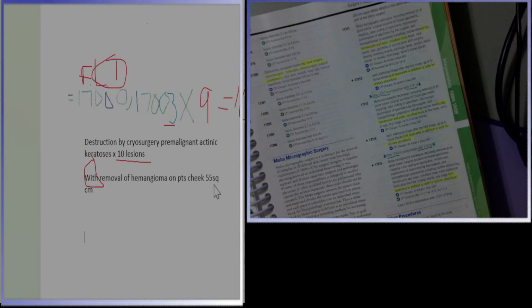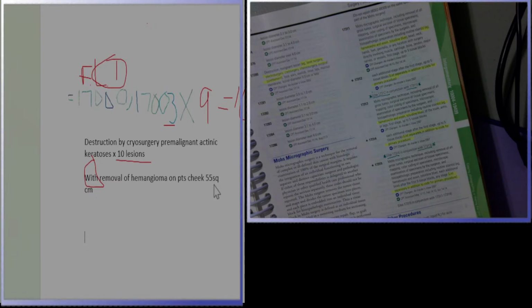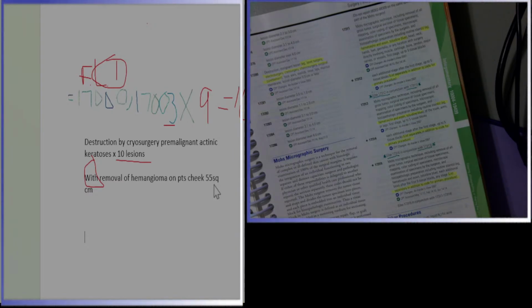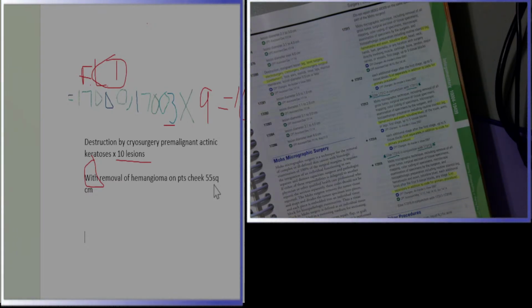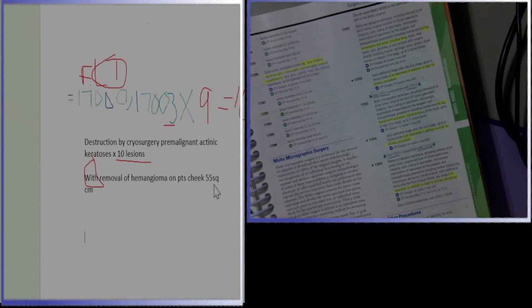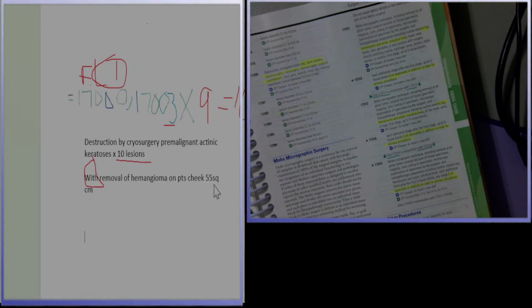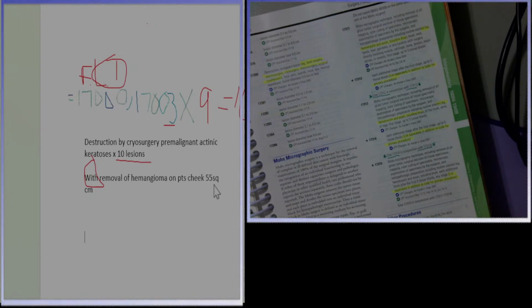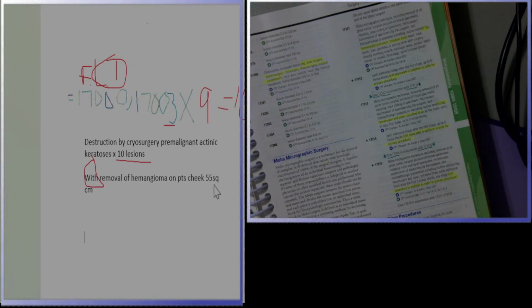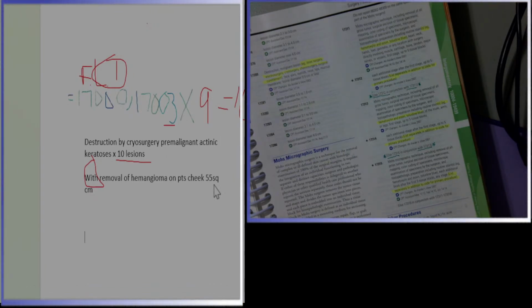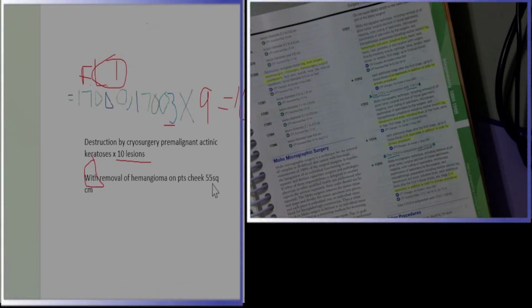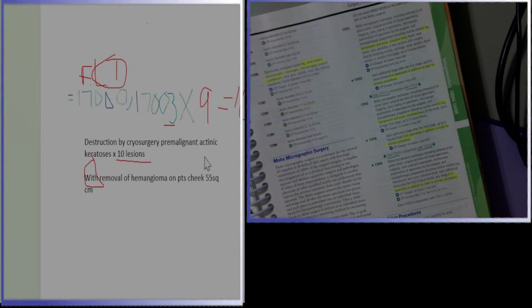All right, YouTubers. What is our code for removing a hemangioma? Is that right? Hemangioma? Hey, Frez. Ray, good job. Good job.